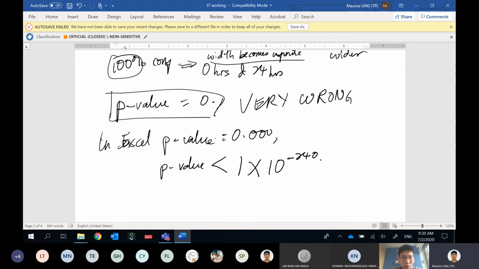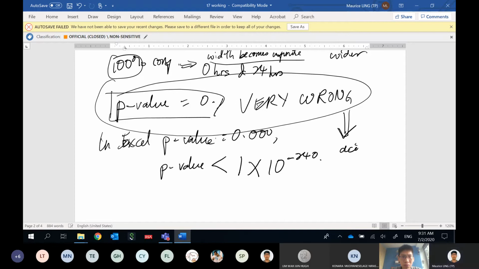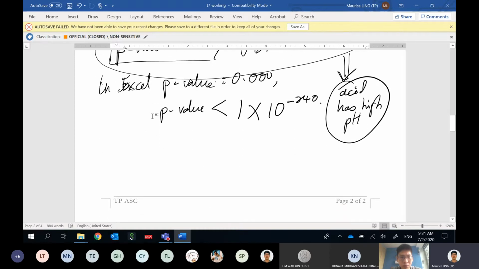When you go to university, you will find that this is a serious problem. I've seen people fail the whole exam because they wrote p-value equals 0. The professor just doesn't mark the rest of the paper. Writing p-value equals 0 is as wrong, in chemistry terms, as saying that an acid has a high pH. So obviously this is wrong.